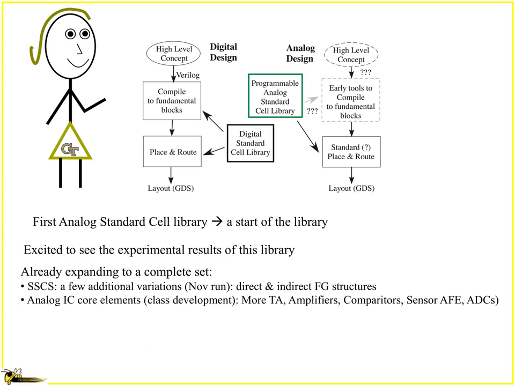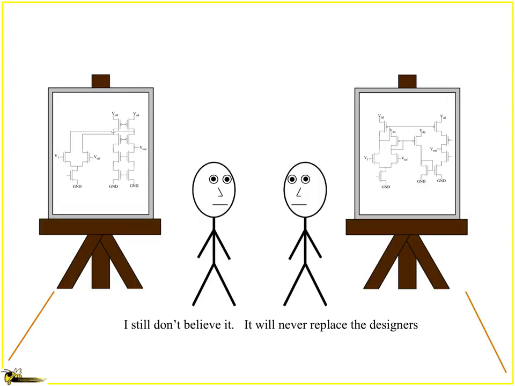And when you look at that, what it means is we've got this huge opportunity with this first standard cell library, and it really is the start of it. And obviously, when I see the experimental results, we're already starting to see how to expand this out, not by a huge amount, but there are some different variations in terms of various direct and indirect floating gate structures. Also adding some more analog IC course elements, which is being connected to course and class development, because everything is open and contributable. So there are more transconductance elements, amplifiers, some comparators, sensor front ends, ADCs, and so on. So you can start to build this into a very structured block.